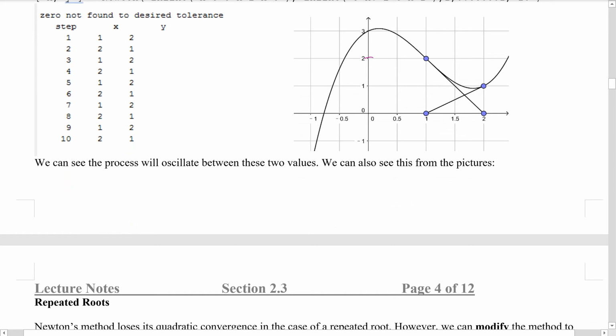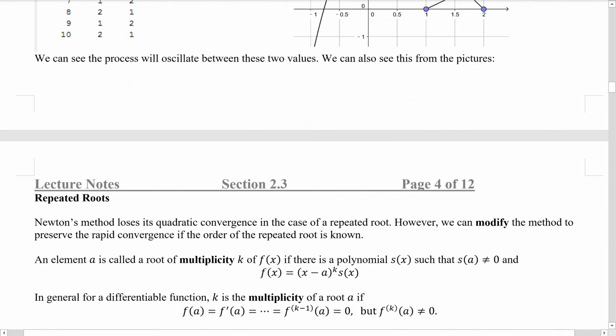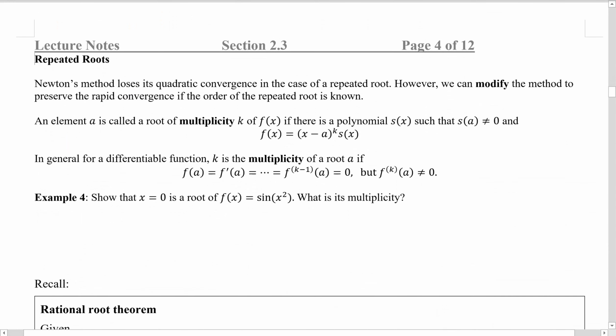Next, let's talk about when we have repeated roots. We know that in order to have it converge, the derivative at the true value cannot be 0. But what if we have a repeated root? Newton's method loses its quadratic convergence in the case of a repeated root. However, we can modify the method to preserve the rapid convergence if the order of the repeated root is known.